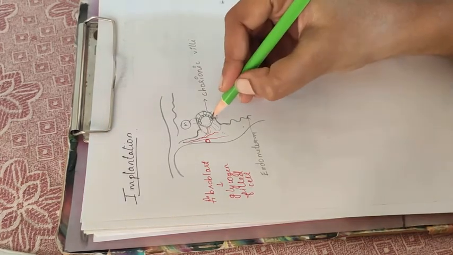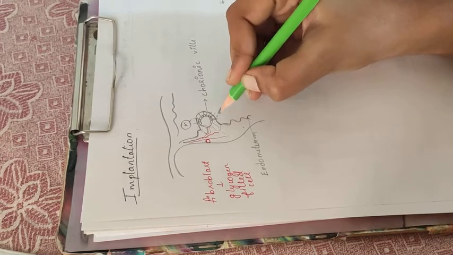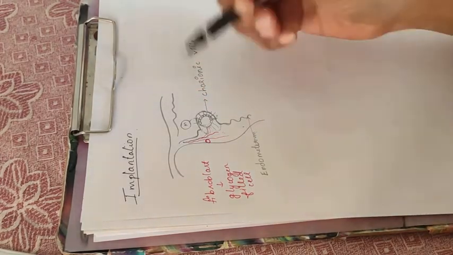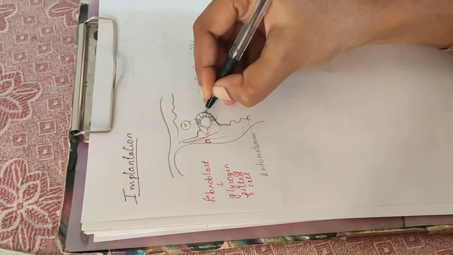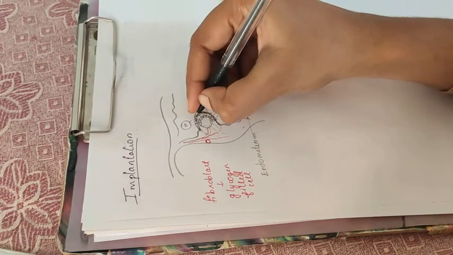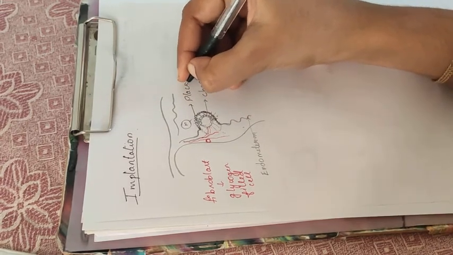Now what happens here is the chorionic villi and this endometrium lining form a single lining. They will merge and form a single layer, and now this you call the placenta.